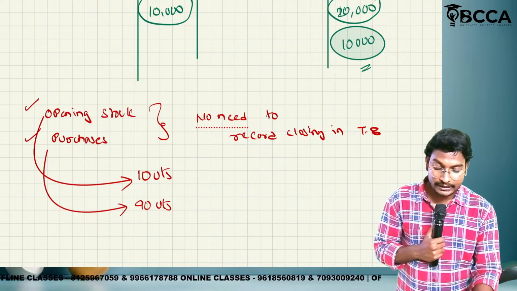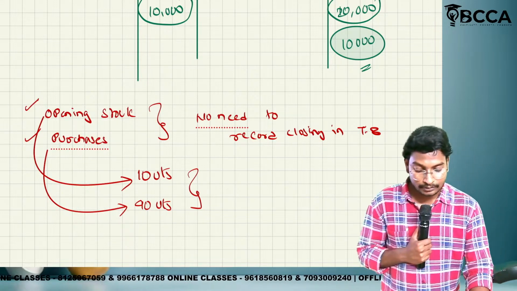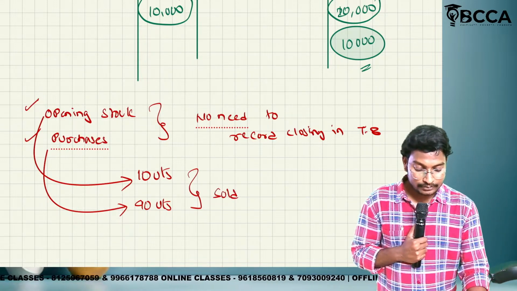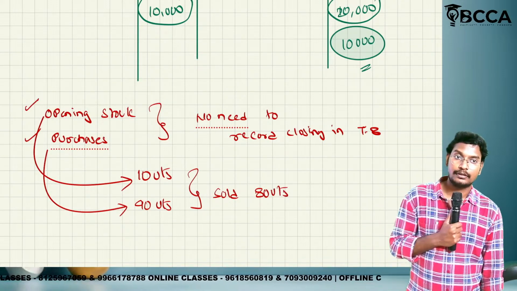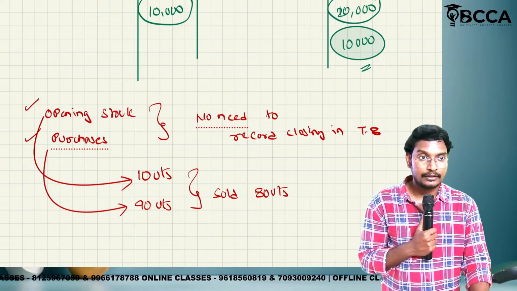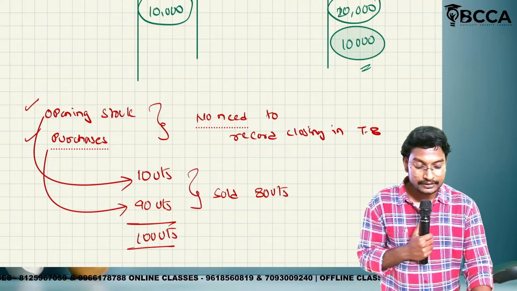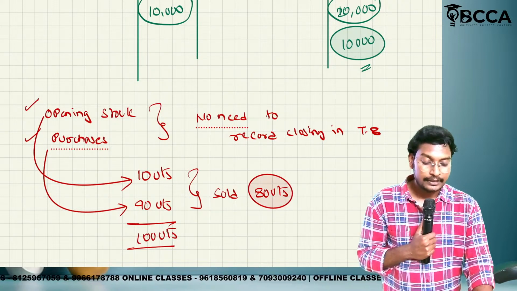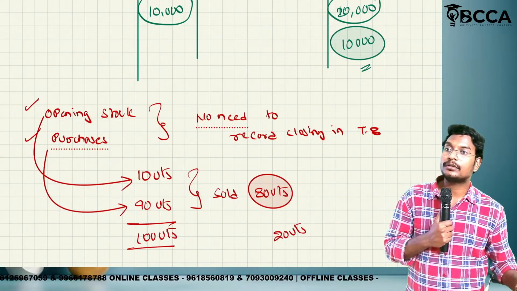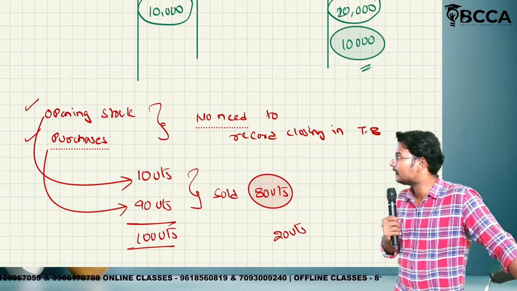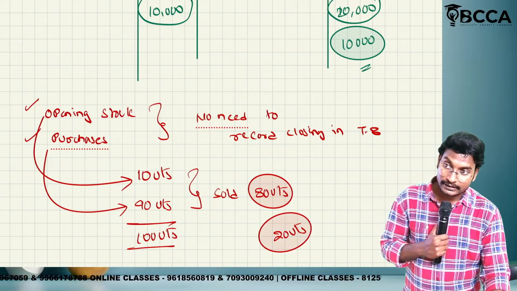In that we have sold. In this 100 units, totally how much? 100 units. We have sold 80 units. What is the closing stock? 20 units. Totally we are having 100 units. In that 100 units, we have sold 80 units. That means we are having the closing stock of 20 units. What is the meaning of closing stock? Unsold purchases or unsold opening stock is called closing stock. This 20 units is closing stock.